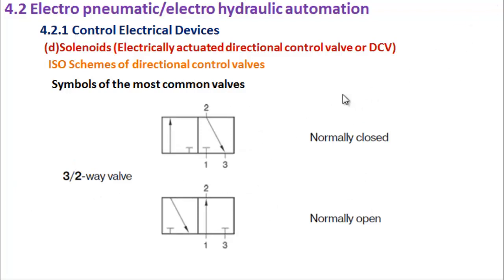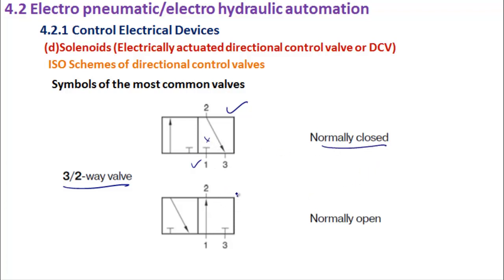Next, you can see and realize that this is a 3-way valve. Why is it a 3-way valve? Because there are 3 ports, and how many positions are there? There are 2 positions. So this is a 3 by 2 DCV, which here you can see is normally closed because no pressure is coming. This is the pressure line. 1 is normally the pressure line. So from 1 the pressure line is closed. So this is a normally closed one.